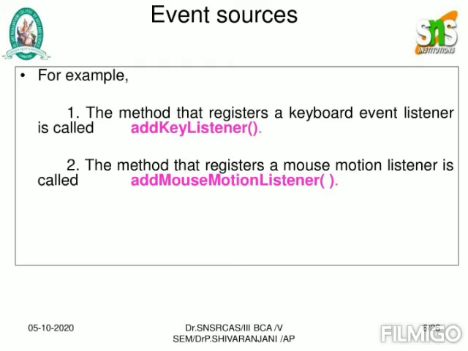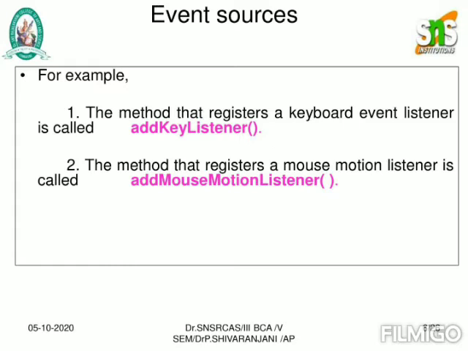The next one is event source. The event source can be done with the help of two things: one is the keyboard, and another one is the mouse. The method used to register your keyboard event is addKeyListener, so by this event source you can register your keyboard event activities. Similarly, to register your mouse motion, you make use of an event source called addMouseMotionListener. This event source helps identify that it is an action performed by the mouse event.